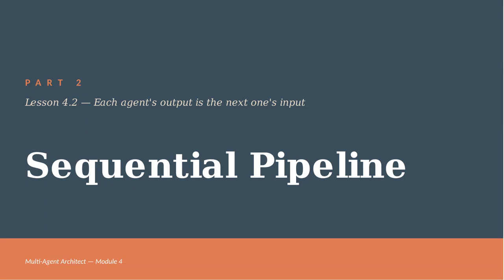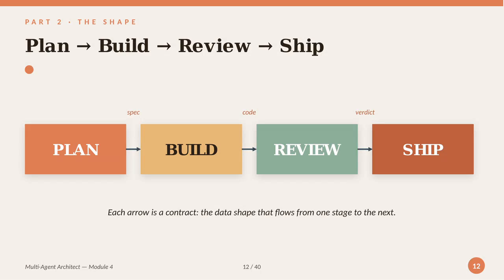Part 2. Sequential Pipeline. The right pattern when stages depend on each other. The shape: a horizontal pipeline. Each stage has a clear job. Data flows left to right. Plan decomposes the request into a spec. Build takes the spec and produces code. Review takes the spec and the code and produces a verdict. Ship takes an approved verdict and finalizes: commits, deploys, notifies, whatever your release flow looks like.